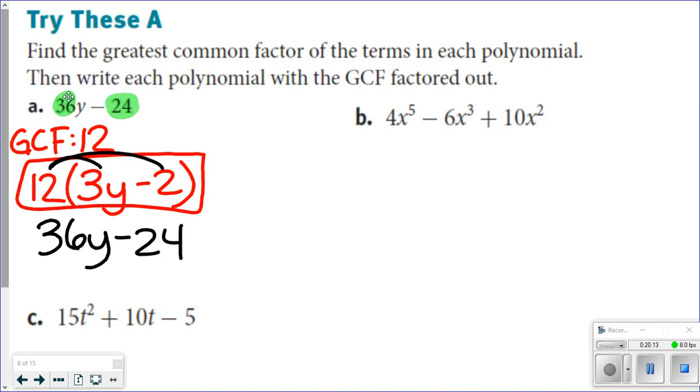Okay? So I just want you to pause the video and try to the best of your ability questions B and C. If you get stuck, that's okay. So we're looking at 4, 6, and 10. And the smallest number is 4. But I know 4 doesn't go into 6 or 10, so that doesn't work. I'm not going to try 3 because it's odd. So let's try 2. 4 divided by 2 works. 6 divided by 2 works. 10 divided by 2 works. That's the greatest common factor.